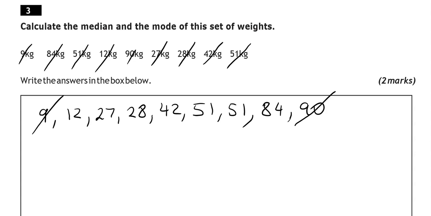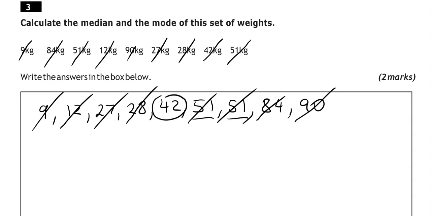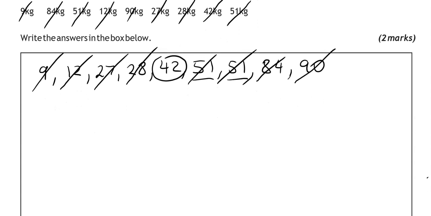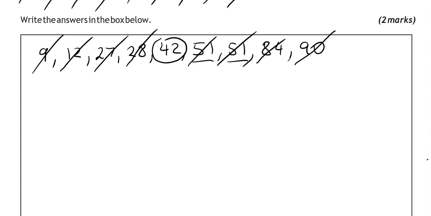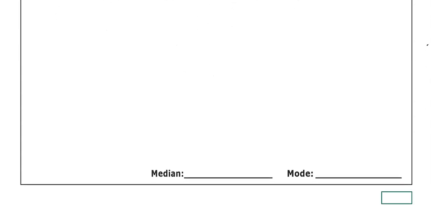So we've got 42 in the middle, so 42 is the median. In terms of the mode, the most occurring number is 51 because that's the only one that appears twice. The rest of them appear just once. So 42 the median, 51 the mode.